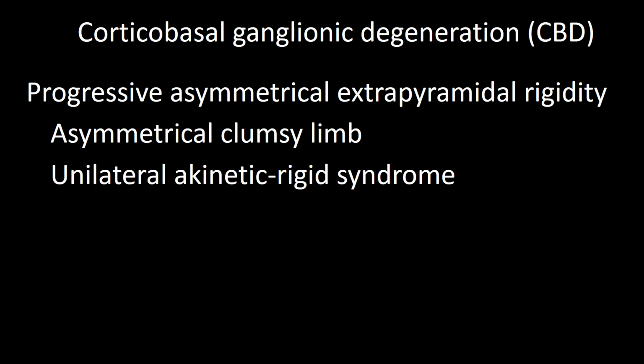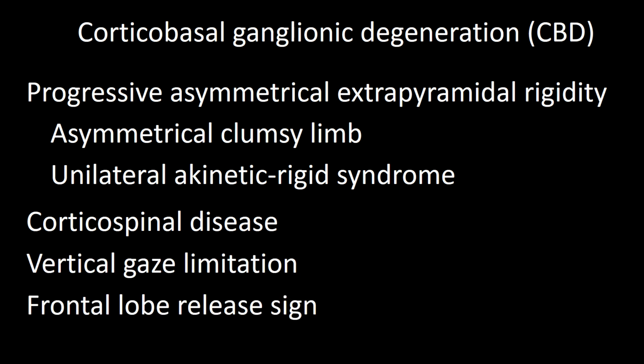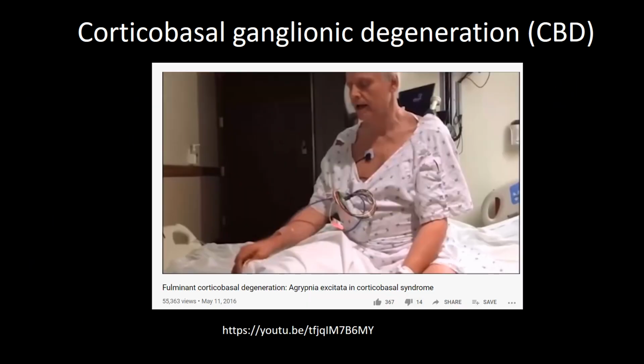A unilateral akinetic rigid syndrome is also often seen in this condition. To the signs of extrapyramidal disease, signs of corticospinal disease often follow. Then vertical gaze limitation comes in, frontal lobe release signs appear, and dementia establishes itself. Go to this YouTube video and see how dramatic this condition can be.